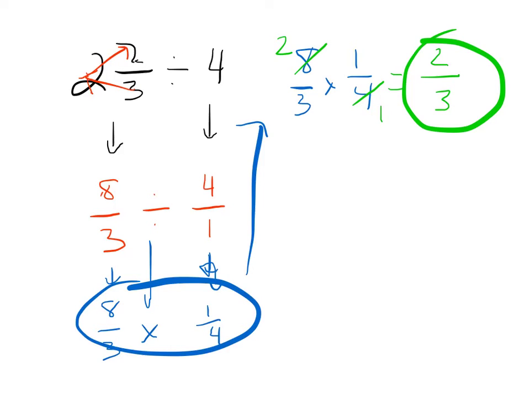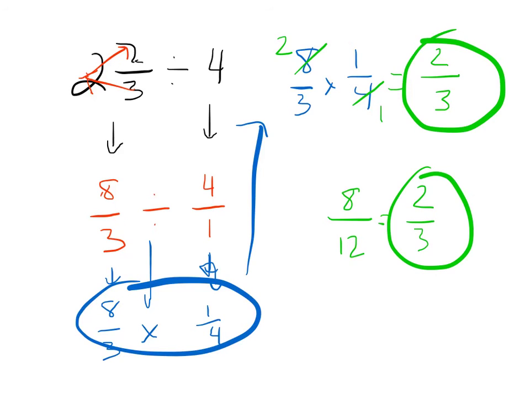And what I did do is I actually simplified over here. If I hadn't simplified, then I would have got 8 times 1 is 8, 3 times 4 is 12, and I would have had to reduce that to 2/3. So we did simplify, but we simplified up here ahead of time.